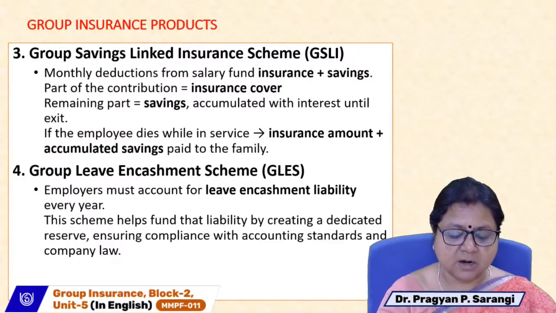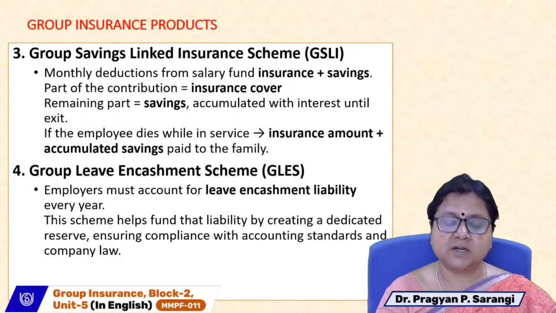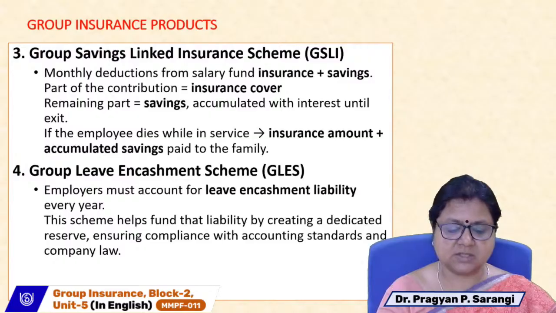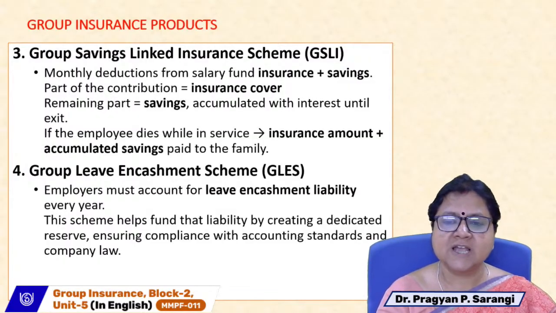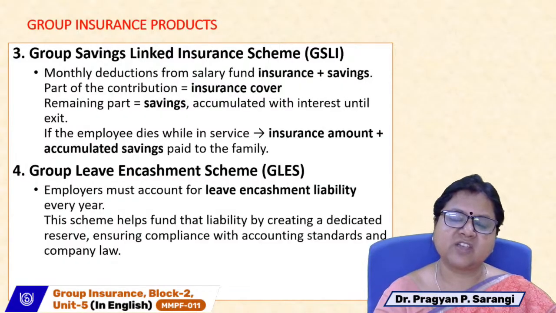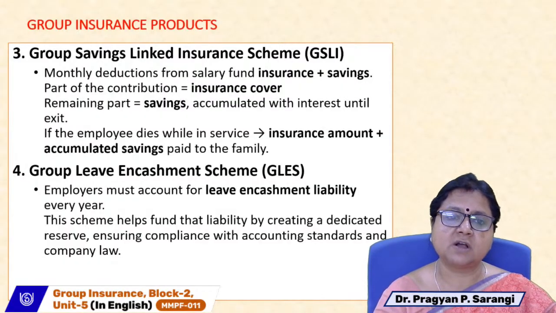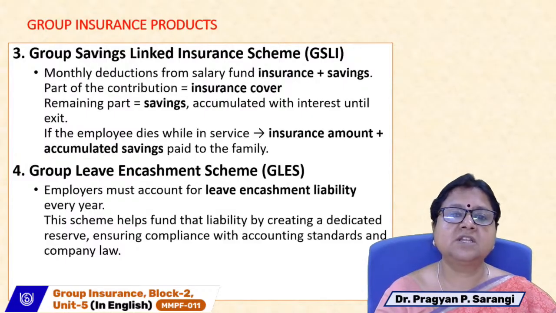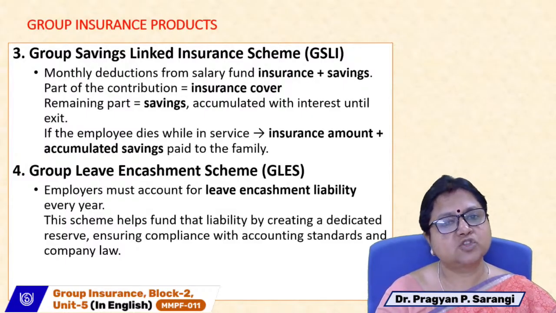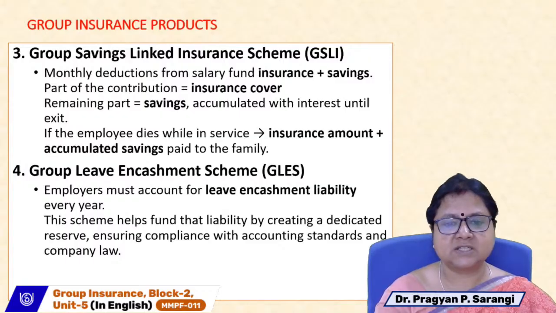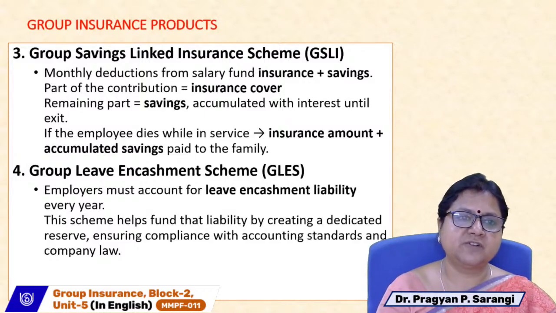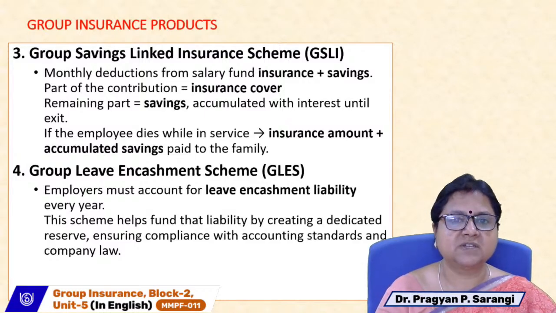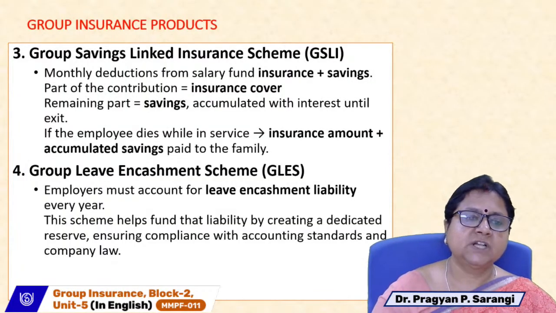Now suppose let us say 100 rupees is deducted, 50 rupees is given as the contribution for the insurance, and 50 rupees goes to the savings account of the company. So in case the employee dies, then the insurance sum assured as well as the accumulated savings of the person with the company are also paid at one point of time. So that is known as group savings linked insurance schemes.